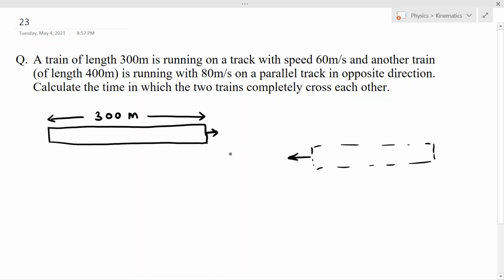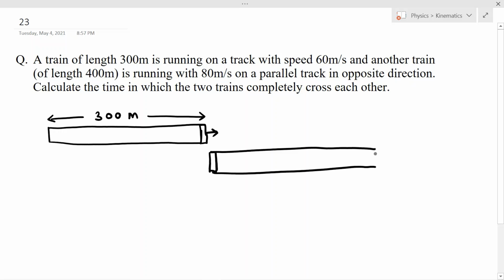So when we will start our time, when the head of this train, that is the engine of this train, will meet this engine, then we will start the time, because that's when you have to start time to know when they will cross each other. So let me draw the train over here like this. This is the head of the train and this is the tail, which is 400 meter again.